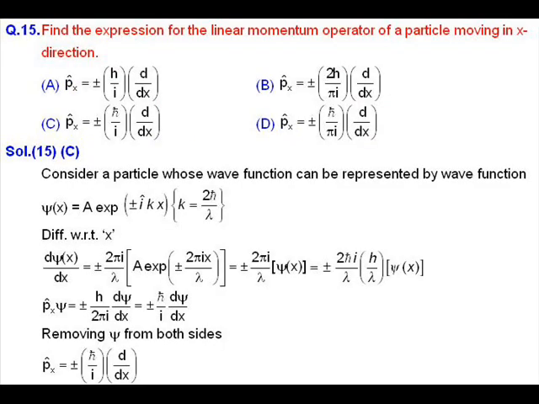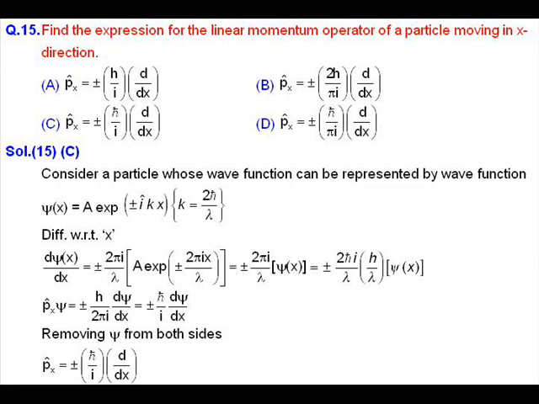Hello everyone, we are going to discuss question number 15 from MTP 3rd. We have to find out the expression for the linear momentum operator of a particle which is moving in x direction. So let's suppose there's a particle which is moving in x direction. The wave function for that particle would be given as psi x equals A into exponential of plus minus iota kx. Here k is given as 2 pi by lambda.